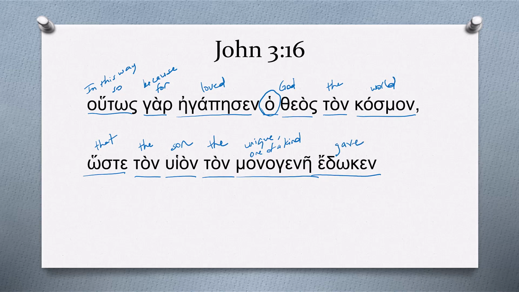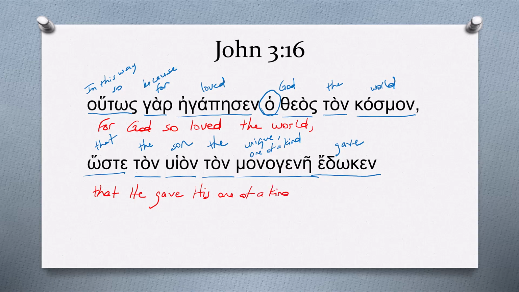So what I'm going to do is give the translation, and then I'm going to go back and give a rationale for why certain words are translated the way they are, based on what we've said in this lesson. So let's synthesize it a little bit. We end up with: for God so loved, or we could say in this way loved, that would also be appropriate, the world, that he gave his one of a kind son.